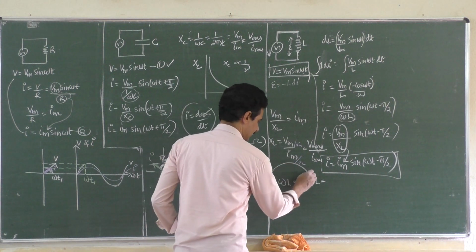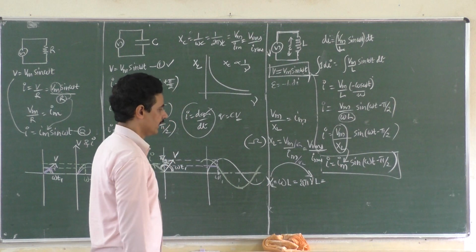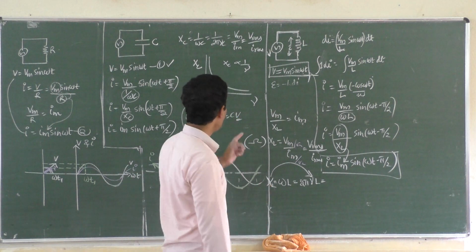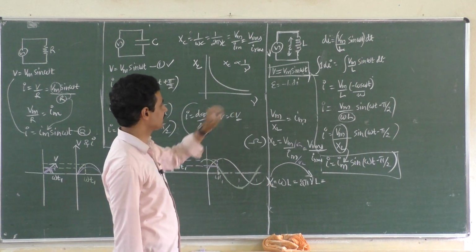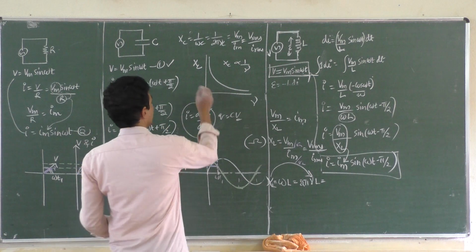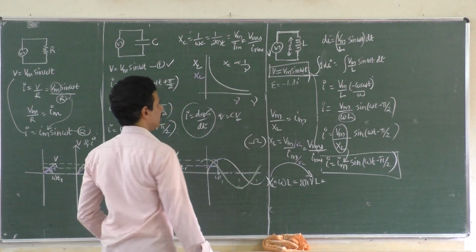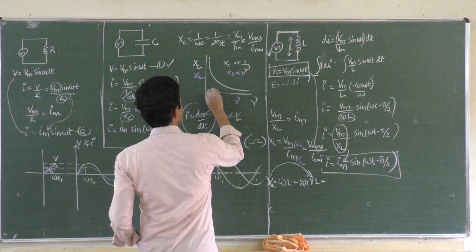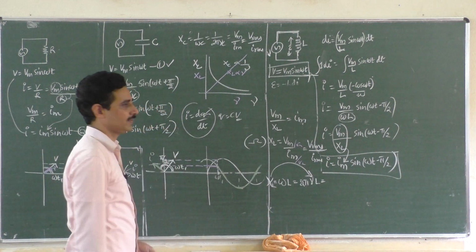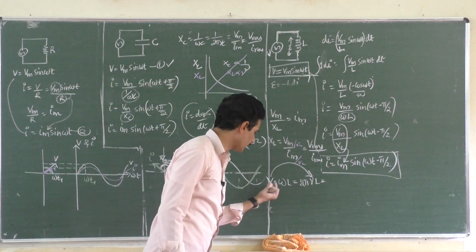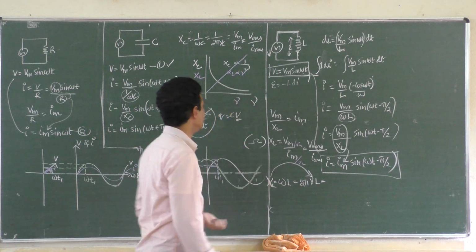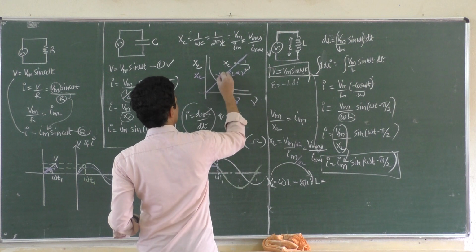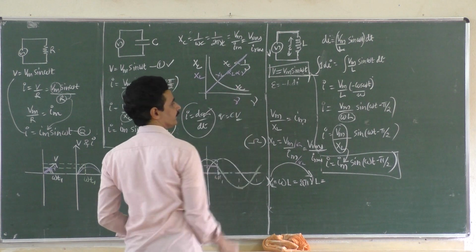Inductive reactance depends directly on the frequency. Of course, when frequency is 0, inductive reactance is 0. Now, if you want to draw a graph of XL versus frequency, shall I draw it in the same graph? XL versus frequency, same frequency. How will the graph be? XL is directly proportional to frequency. Any directly proportional graph is a straight line, because when nu is 0, XL is 0. When nu is more, XL is more. So it should be a straight line, y equal to mx plus c. So this is for XL and this is for XC.